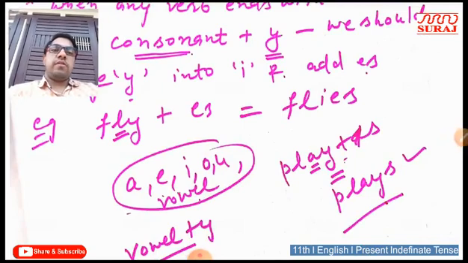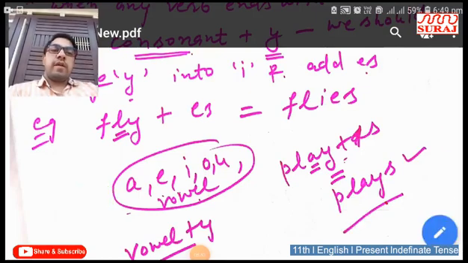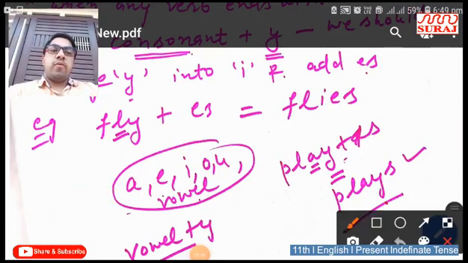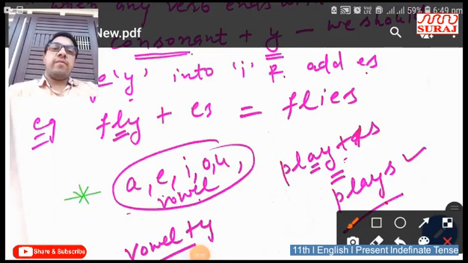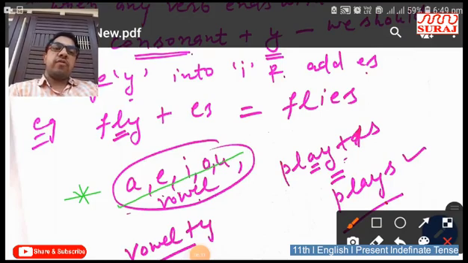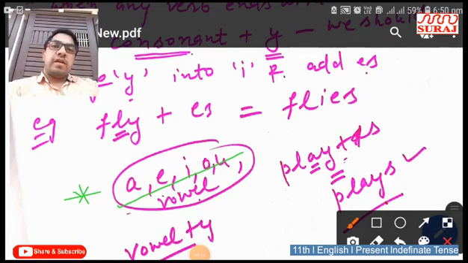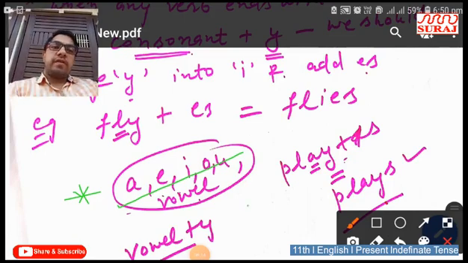Now this is the third rule. This is the main rule. When any verb ends with vowel plus y. I have just told you that a, e, i, o, u are the vowels of English. The rest of all we should count into the consonant category. Okay. Here is an example.